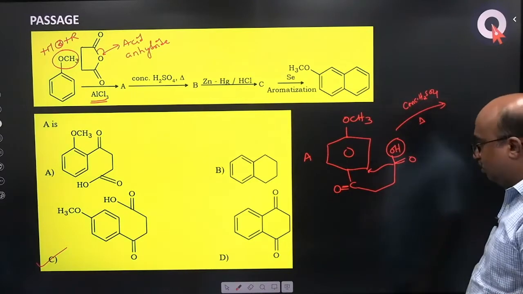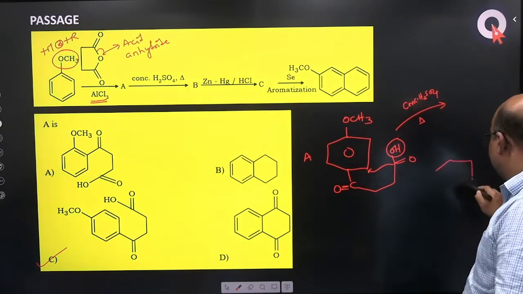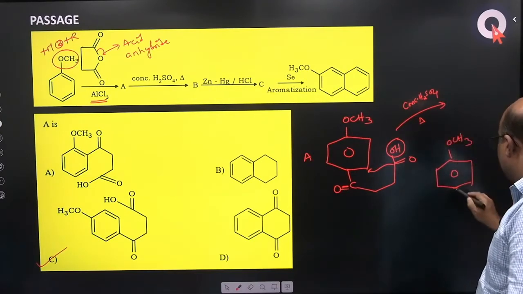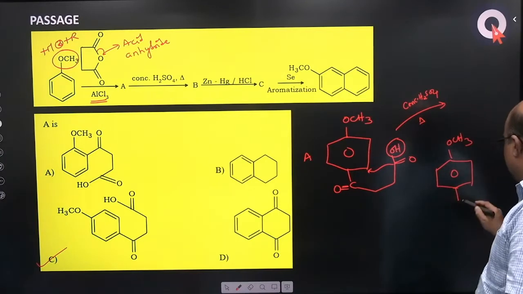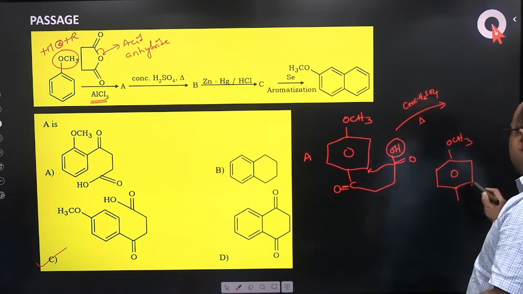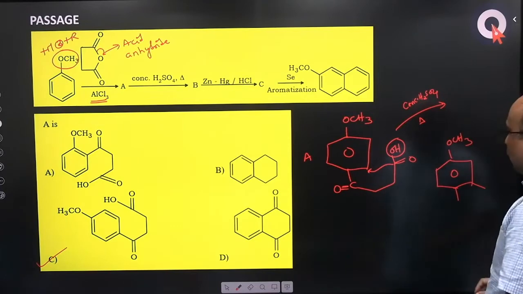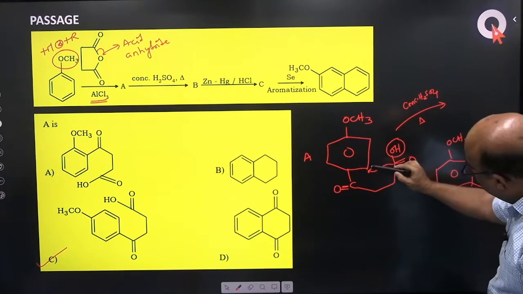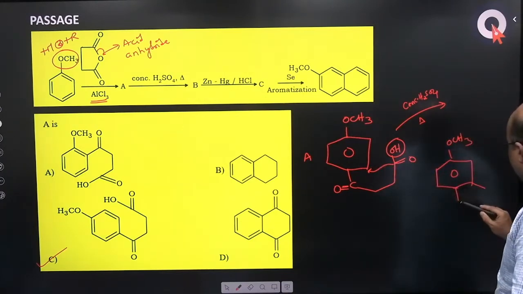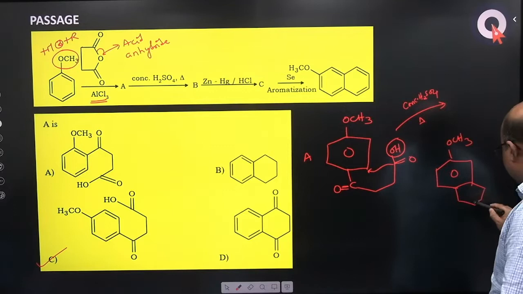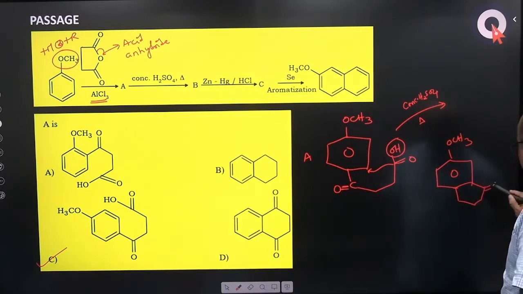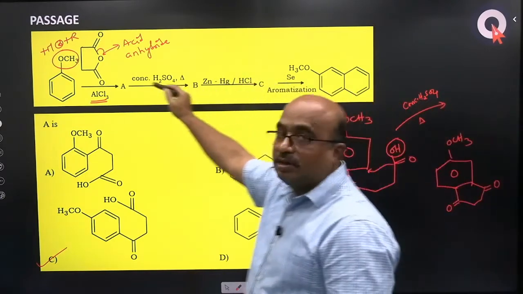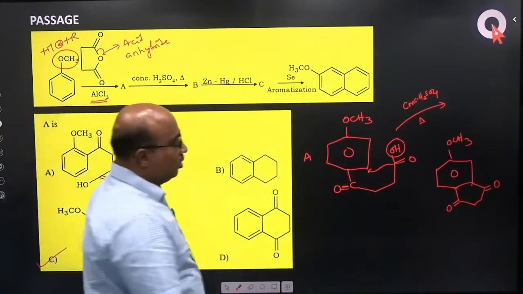That means what we see? There is OCH3. Here we got a C double bond O. Another C double bond O is here. So what is the ring size now? 1, 2, 3, 4, 5 and 6 again. So you can write another 6-membered ring here like this. But this is C double bond O. This is C double bond. So this is our B.